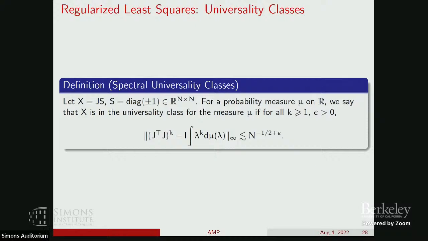And what I'll assume is that if you look at the matrix J transpose J raised to the power k, then it's close to some constant times identity for every k. And this constant essentially is the kth moment of some measure. So you should think of this measure as the limiting spectral distribution of the sample covariance matrix, right? And putting this condition for every k is sort of like putting it on the matrix resolvent, but we just found this form to be slightly easier to work with. I think it should be possible to go between one form and the other.